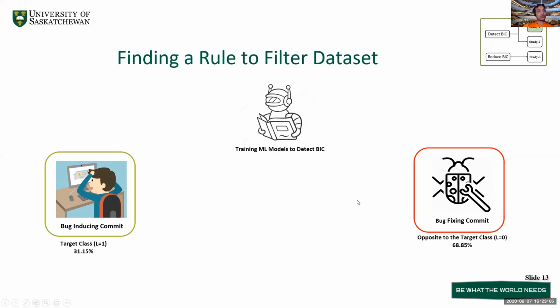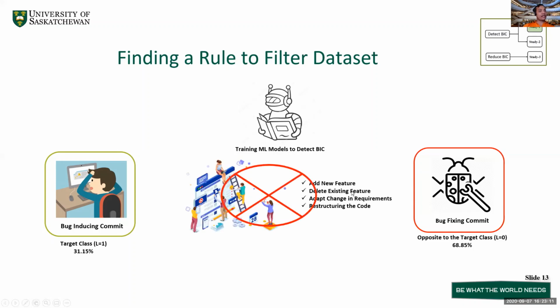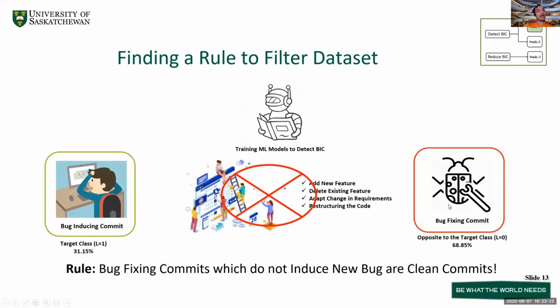So those two commits are totally different from each other. If we disregard all the other types of commits, and provide the bug-inducing commits as positive data samples that we are trying to detect using the machine learning model, and provide the bug fixing commits, which do not induce new bugs in the software system, as the negative data samples, then the imbalance will be much reduced, and the machine learning models will provide better accuracy in detecting those commits.